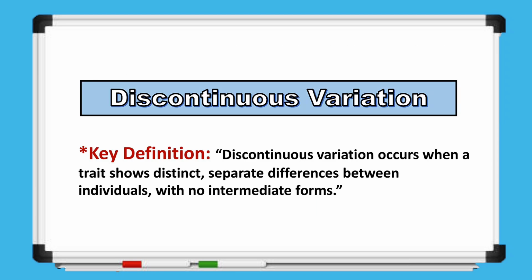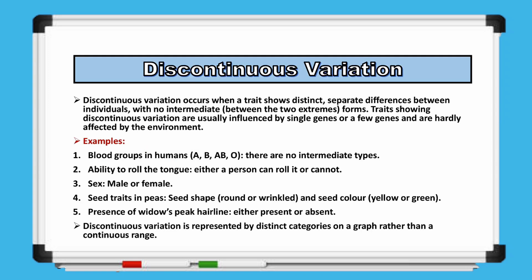So, discontinuous variation occurs when a trait shows clear and separate differences between individuals. In this type of variation, individuals fall into distinct categories, and there are no intermediate forms between these groups.